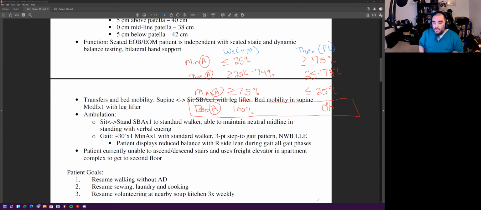Why do I say that? Just because of safety, right? Even if you have two people, even if you have three people, when you're transferring somebody that's a complete dependent, meaning they can't do anything, you are putting yourself at risk for injury. It is better to err on the side of caution and get a lift.